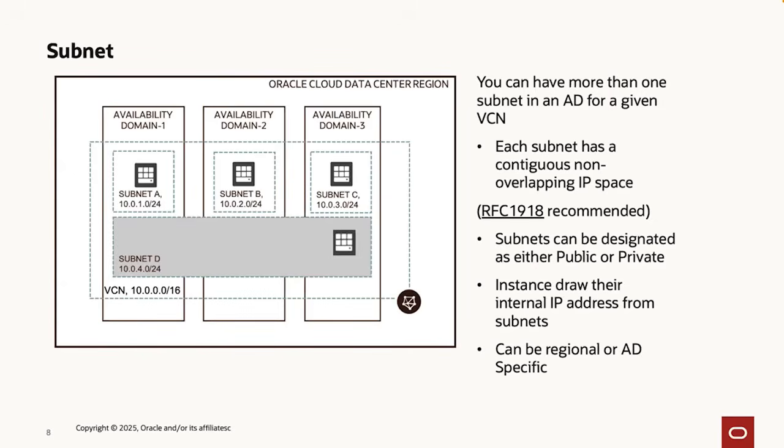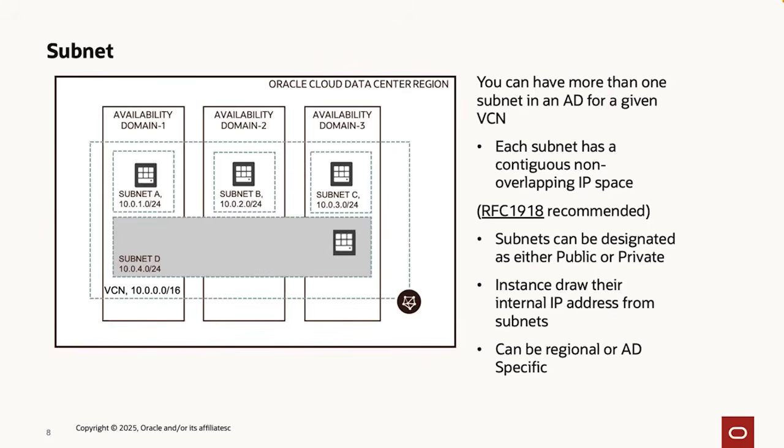Now, you can have multiple subnets in a single availability domain, but there is a 300 subnet limit within a single VCN, and each subnet has a contiguous non-overlapping IP space that is within the CIDR range of the VCN they reside in. So you can see here the VCN CIDR range is 10.0.0.0/16, and all of the subnet CIDR ranges reside within the VCN CIDR range. And we'll actually cover that in the next slide.